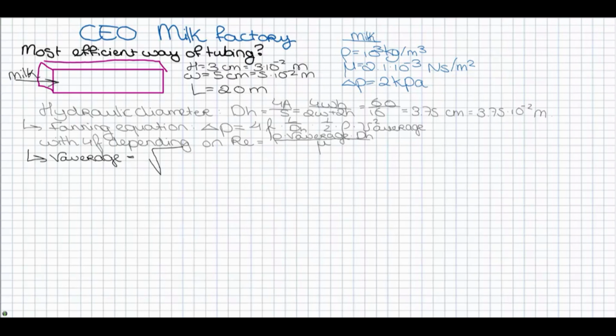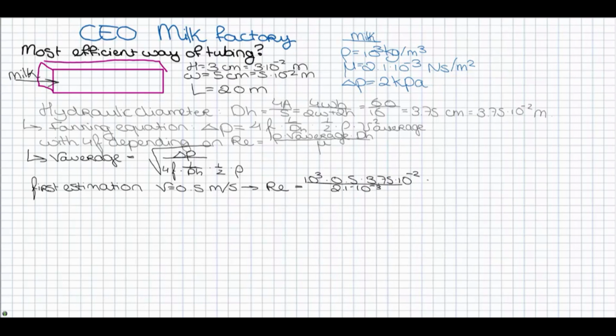But we see that we have two unknowns now, namely the velocity and 4f. But 4f depends on Reynolds number, which depends on the velocity. So this is a difficult situation, so we need to iterate. For the first iteration, a good estimation is to use the velocity found in the question about the cylindrical pipeline, which was 0.5 meter per second.